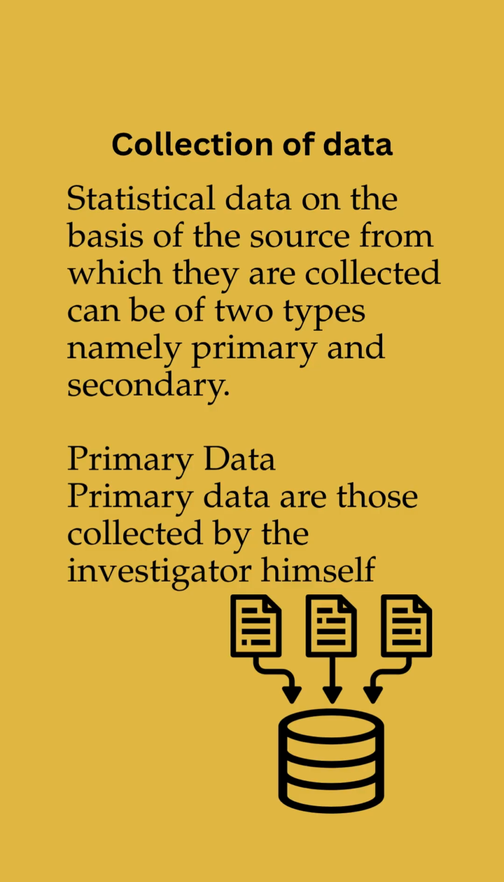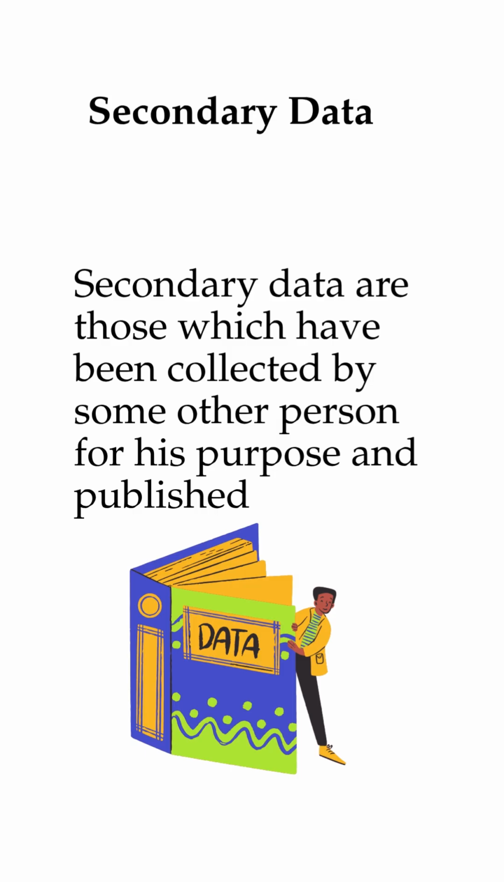Statistical data, on the basis of the source from which they are collected, can be of two types, mainly classified into primary data and secondary data. Primary data are those which are collected by the investigator himself. That is called primary data. It is first hand data which is collected.